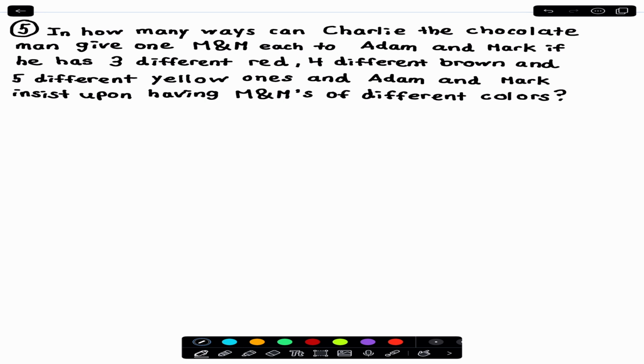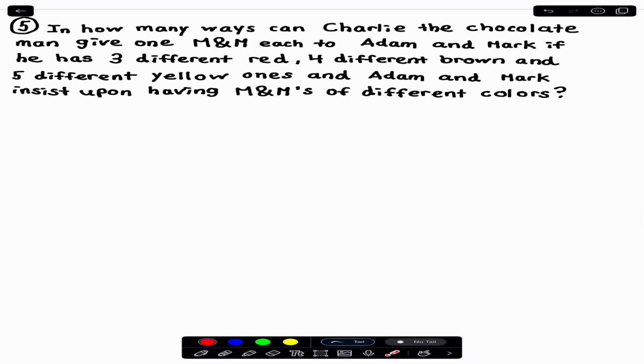In how many ways can Charlie the Chocolate Man give one M&M each to Adam and Mark if he has 3 different red ones, 4 different brown, and 5 different yellow ones, and Adam and Mark, for some reason, they insist upon having M&Ms of different colors. So they cannot both get browns, they cannot both get reds, they cannot both get yellows.